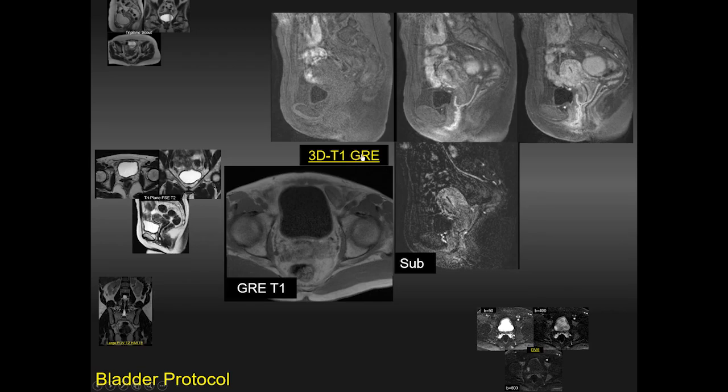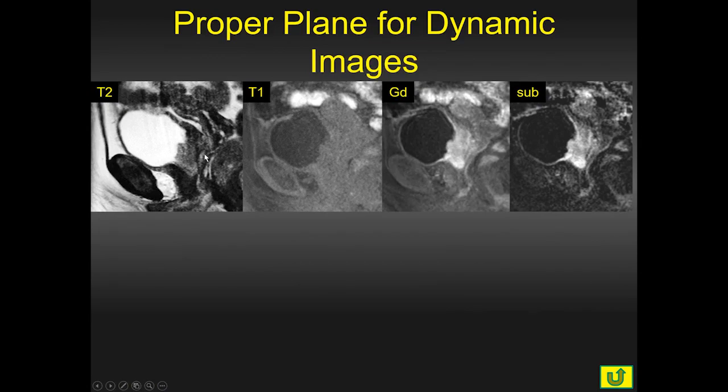A word of caution about the plane of acquisition of the dynamics. Now, if the tumor in the bladder is present in the dome or the superior or the inferior wall, you can acquire the images in sagittal. As is seen in this case, there is a tumor arising from the inferior wall, and the sagittal dynamics will suffice.